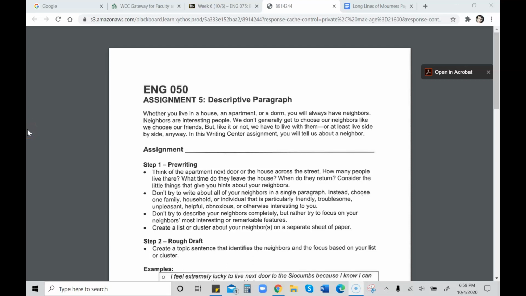All right. Well, this week we're going to be working on descriptive writing, and you're going to have a few choices for this. But let's take a look at what the assignment says for assignment 5, the descriptive paragraph. And it says whether you live in a house, an apartment, a dorm, you're always going to have neighbors. So neighbors are certainly interesting people, and we don't generally get to choose neighbors like we do our friends.